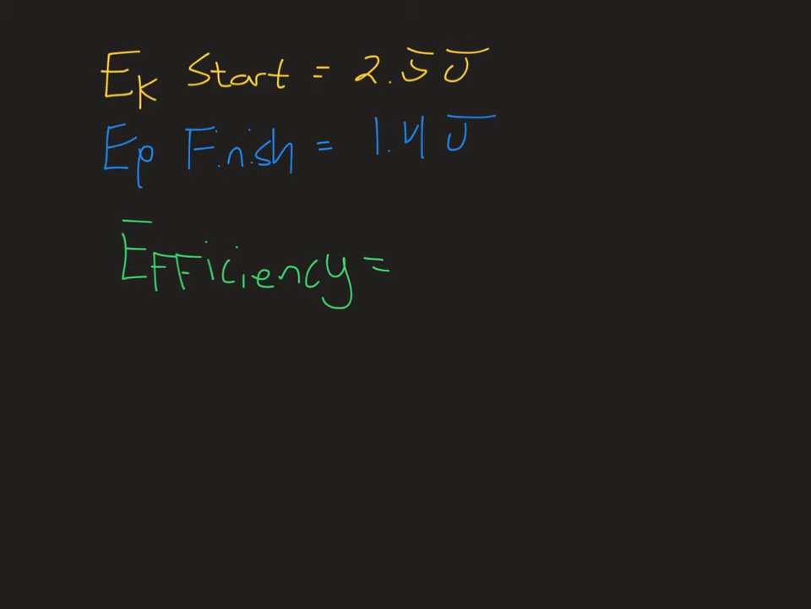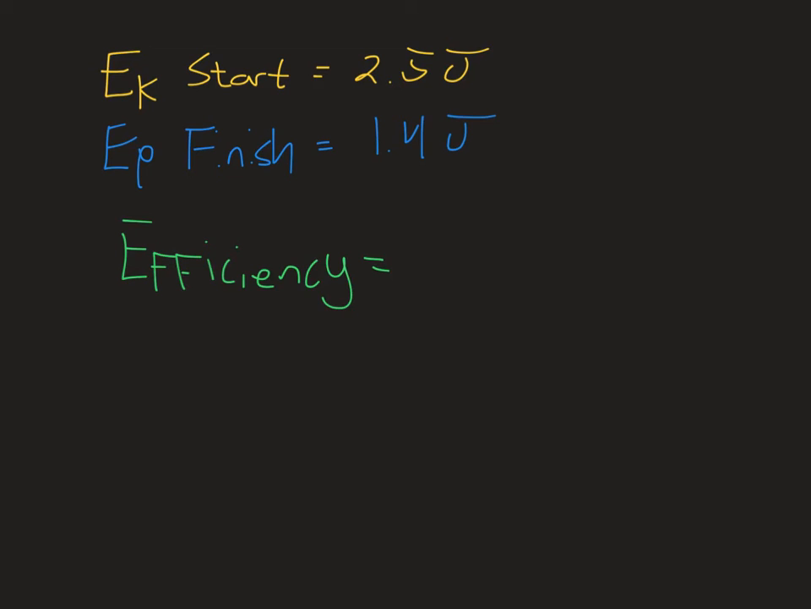So the biggest challenge here is deciding which of these is the input and the output. It's really simple. Number one, no machine is more than 100% efficient, which means that its output energy should never be bigger than its input energy. Otherwise, that machine is somehow creating energy, which can't happen.